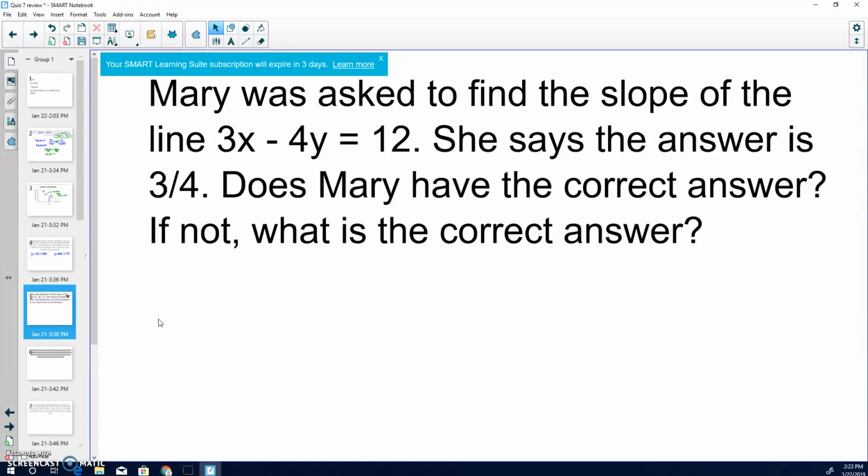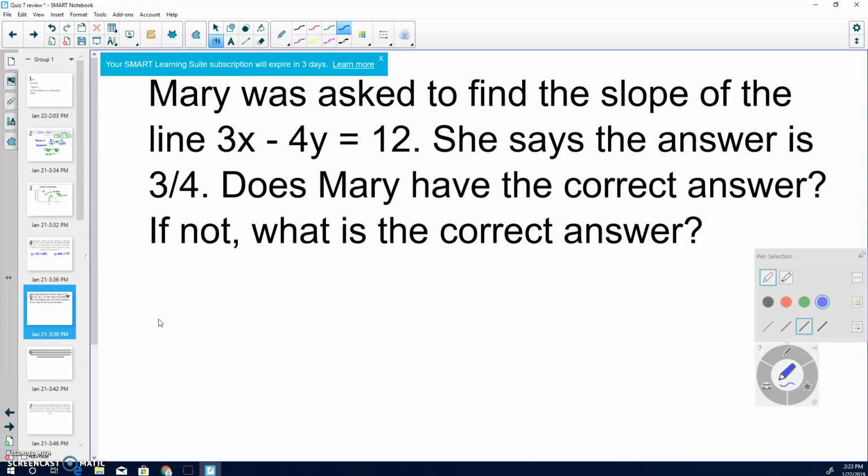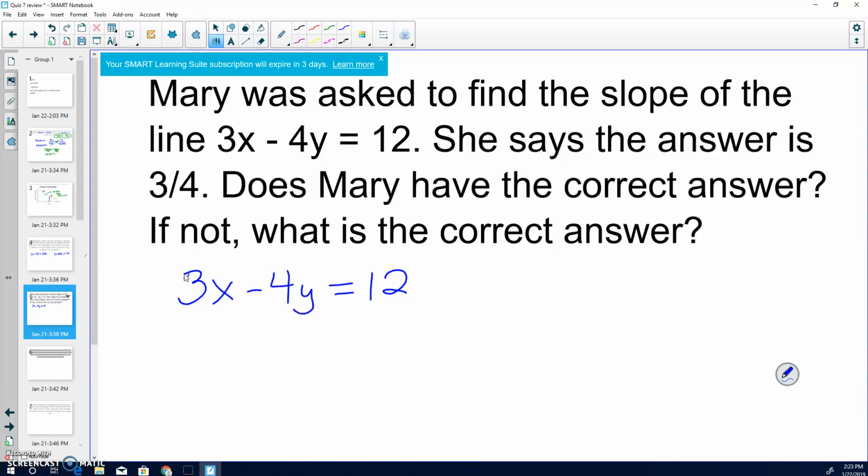Mary was asked to find the slope of the line 3x minus 4y equals 12. She says the answer is 3/4. Does Mary have the correct answer? If not, what is the correct answer? So we have to take that equation and solve for slope. So you have 3x minus 4y equals 12. I need to move 3x to the other side. How can I move 3x to the other side? Minus 3x. Does that cancel 3x out? Yes.